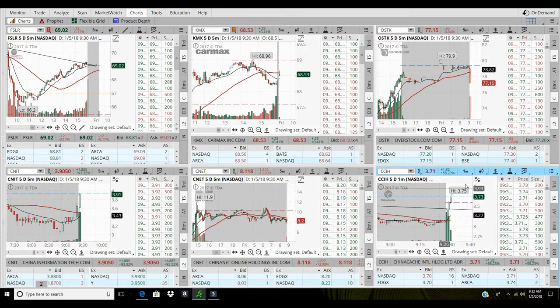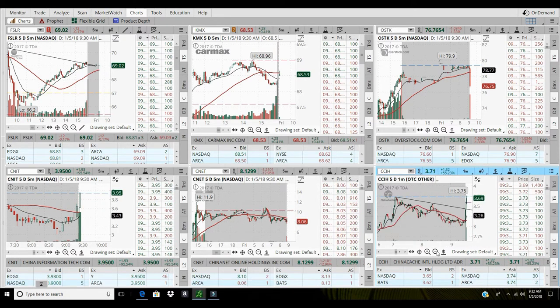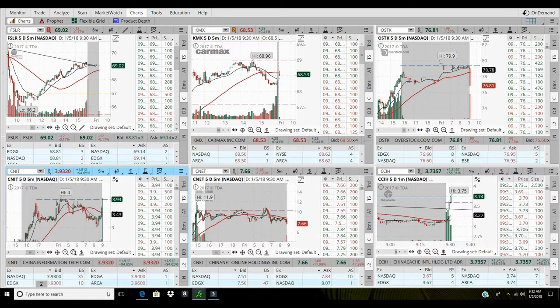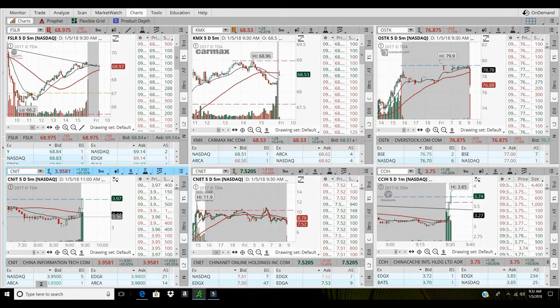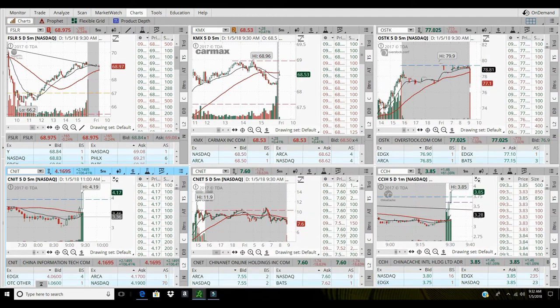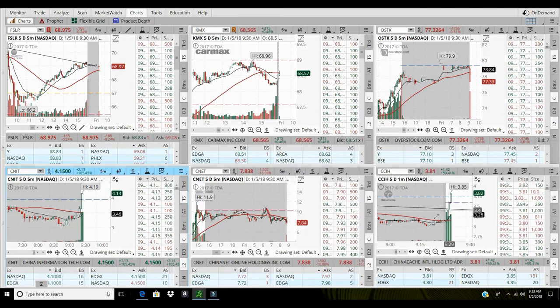So it's looking good. Could break above this pre-market high, which was what, 3.73. CNIT's looking great. Close up above 4, that'd be a play also. I'm gonna go ahead and sell half of this CCIH. I got 1,500 shares left. Lock in a couple bucks. And move my stop up to break even.